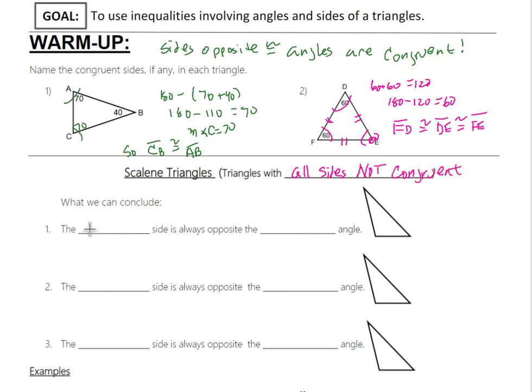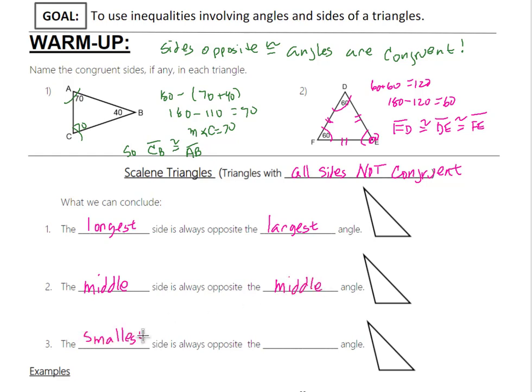So a scalene triangle, we've mentioned this before as vocabulary, has all sides different lengths. So none of the sides are congruent to each other for a scalene triangle. The longest side is always opposite the largest angle. Middle side, opposite the middle angle. And the smallest side in a triangle is always opposite the smallest angle of that triangle.